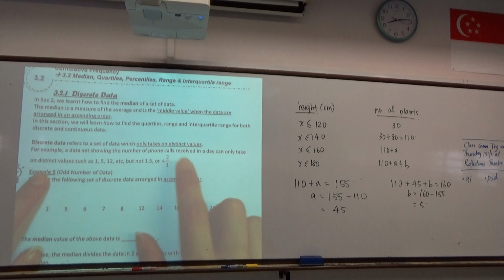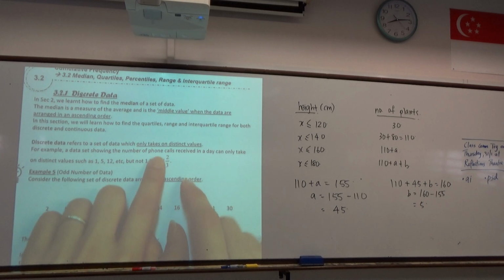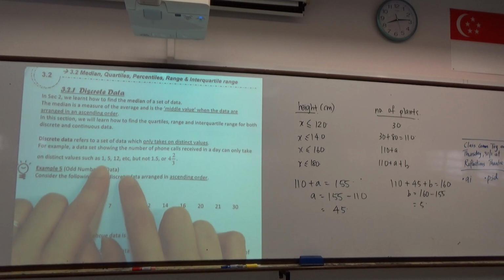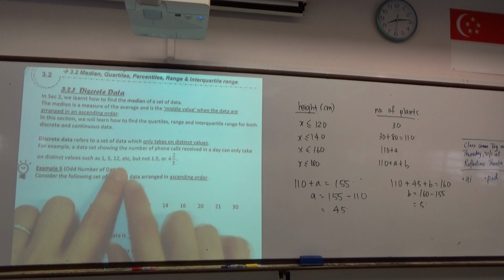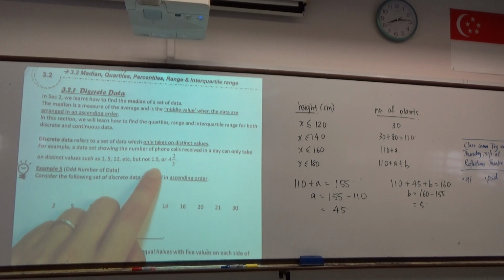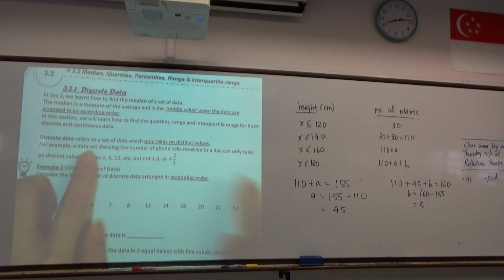So distinct values for discrete data. Data showing the number of phone calls received in a day can only take distinct values. So for example, it's going to be integer or whole numbers in this case. It cannot take a decimal or fractional value. So this is what we mean by distinct values. There's no range around it. So this is discrete data.